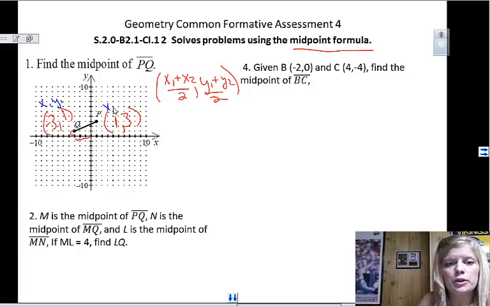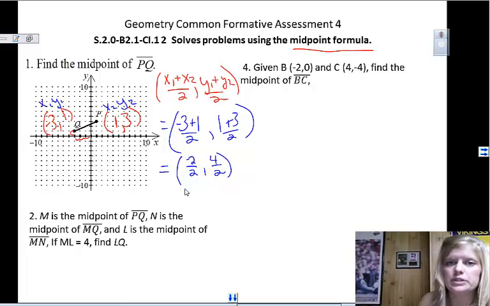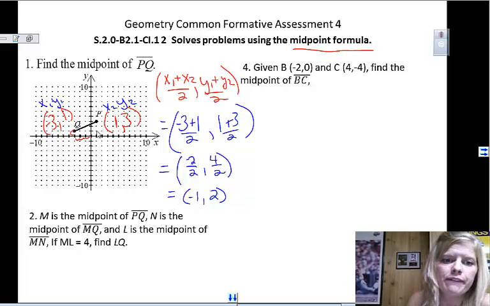Now, why did I label Q x1, y1? Because I can. I could have labeled them x2, y2. It doesn't matter. And fill it in. So we have x is -3 plus 1 divided by 2, y is 1 plus 3 divided by 2. Doing your math here, I got -2 over 2 and 4 over 2. Still fractions. You can reduce those, people. -1, 2.